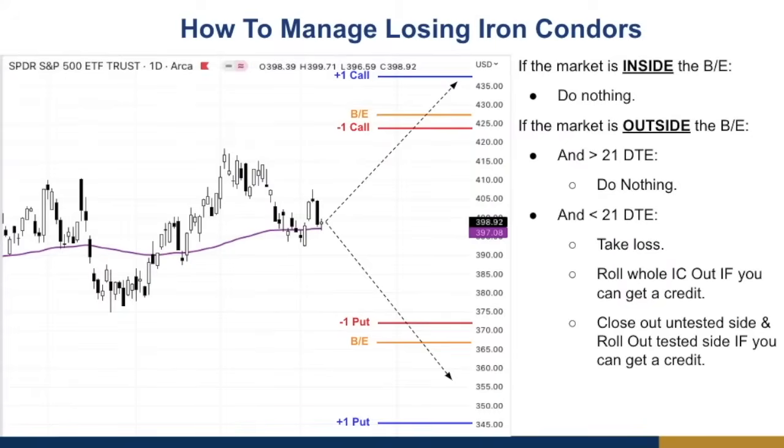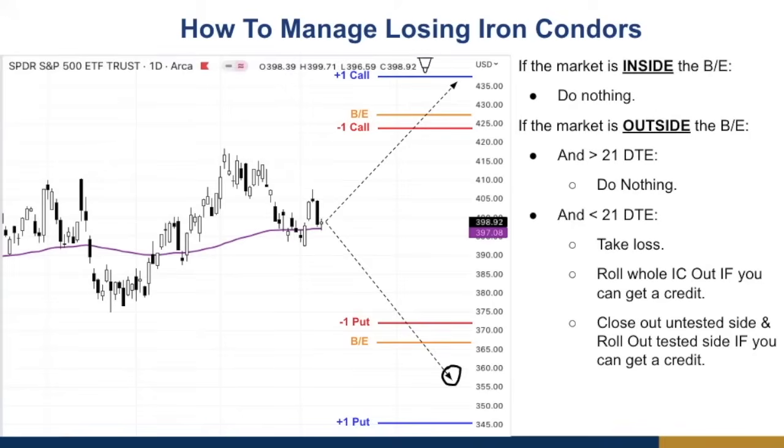Now, the third option you can do is to simply close out the untested side and then roll out the tested side if you can get a credit. So let's say, for example, the market goes down to test the put side. Let's say the market is at this point, past the 21 days to expiration. At this point, your call spread is close to a maximum profit, right? Maybe if you put it on for, let's say, $1, you might be seeing 90 cents in profit. That means it's worth 10 cents right now.